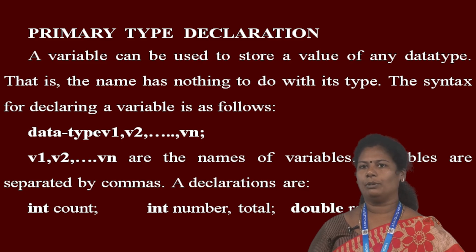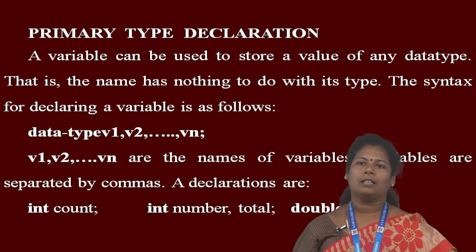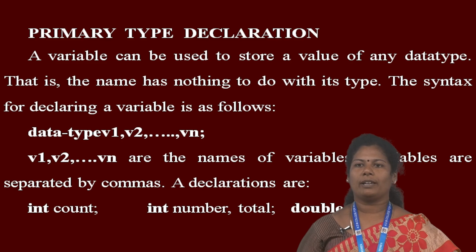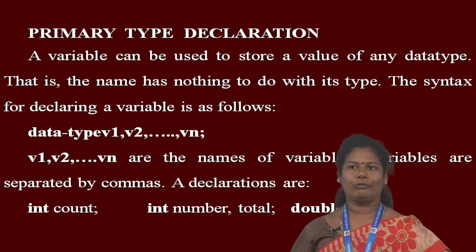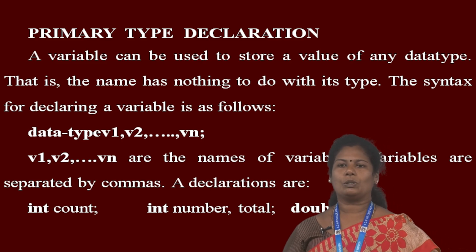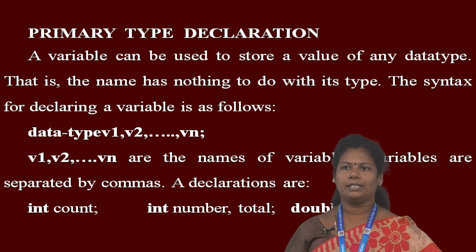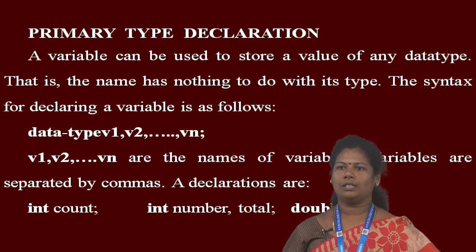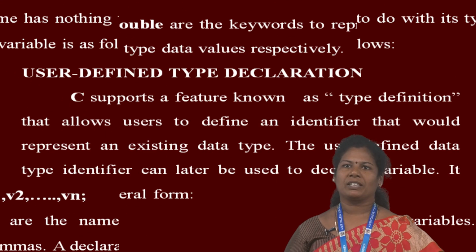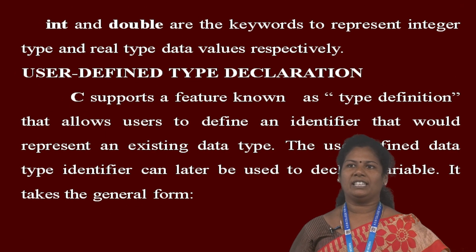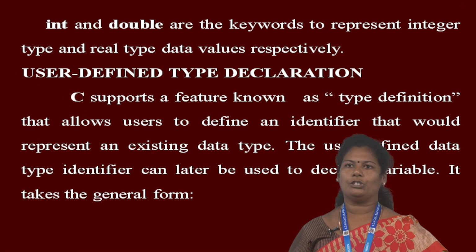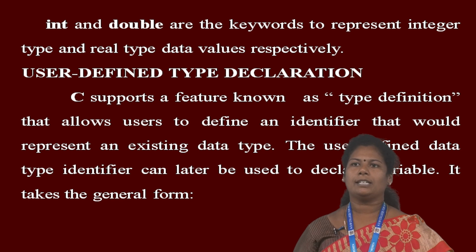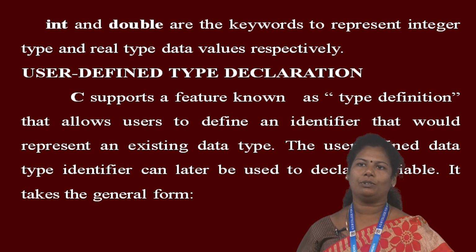Data type, variable 1, variable 2, etc., variable n. That is, v1, v2, etc., vn are the names of variables. Variables are separated by commas. Their declarations are int count, int number, total, double ratio. Int and double are the keywords to represent integer type and real type data values respectively.